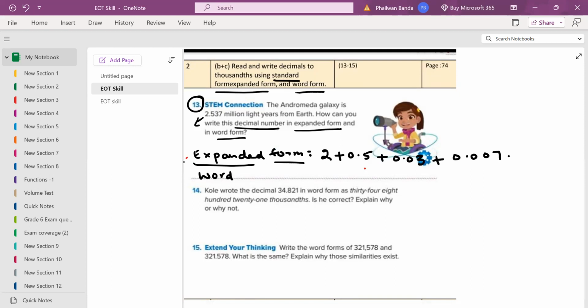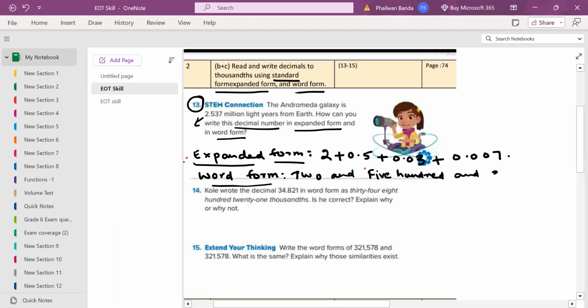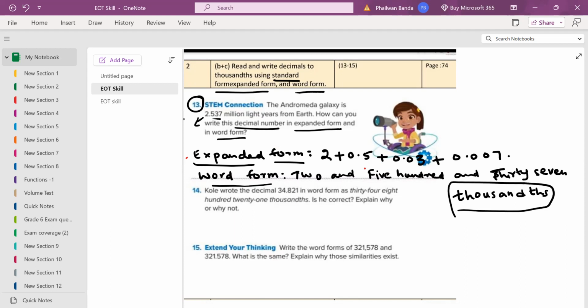And the word form. What is the word form of this decimal number? You must write 2 and 537 thousandths. Okay, so be careful. After the decimal place, how many digits do you have? 3 digits. If you have 3 digits, it becomes thousandths. Okay, so 537 thousandths. Now this is the answer for the 13th question.